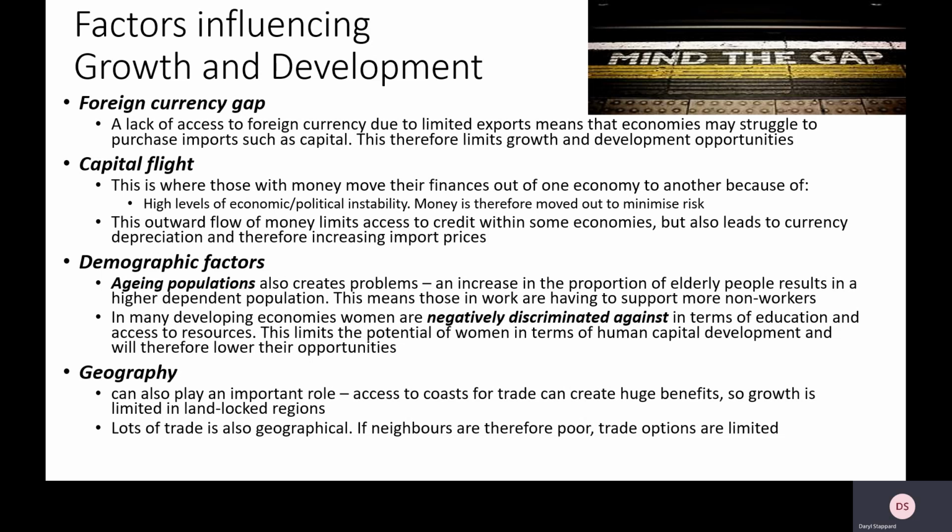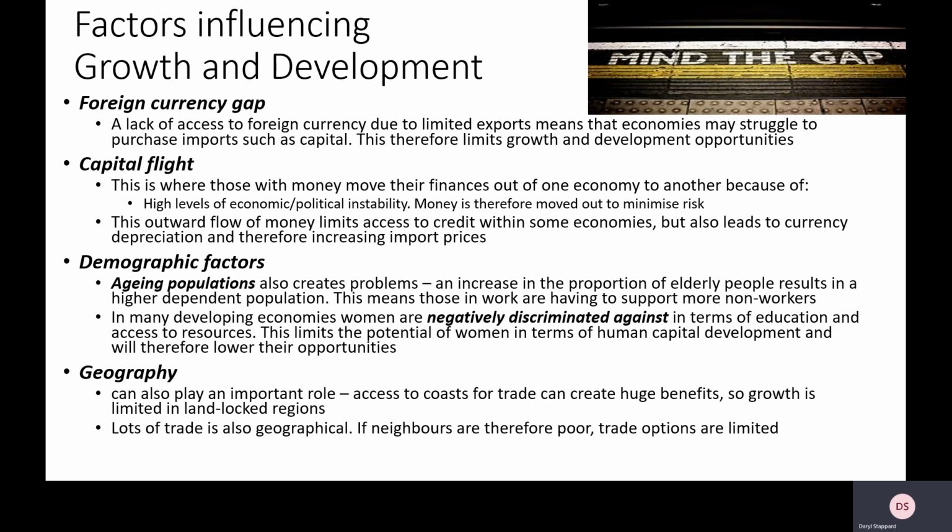Now, the next one is demographic factors. You tend to find that developing economies tend to have increasingly aging populations. So if you've got more elderly people, you've got more dependents that have got to be supported by those that are working. And that takes away from the abilities of those that are working to meet their own wants and needs, because they're looking after mum and dad, etc., to invest in education and healthcare.